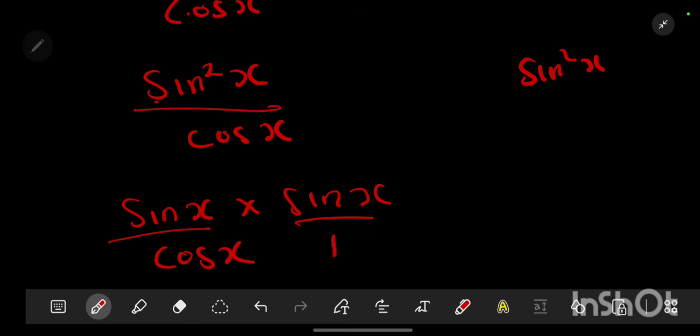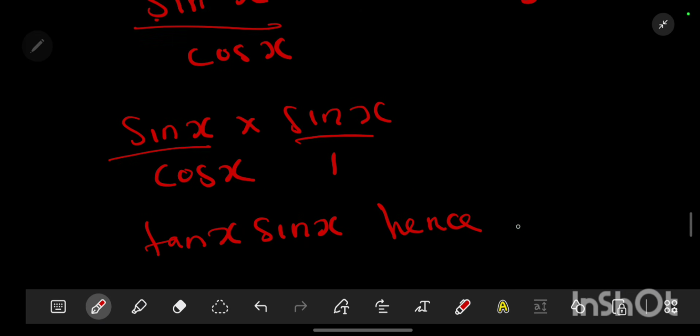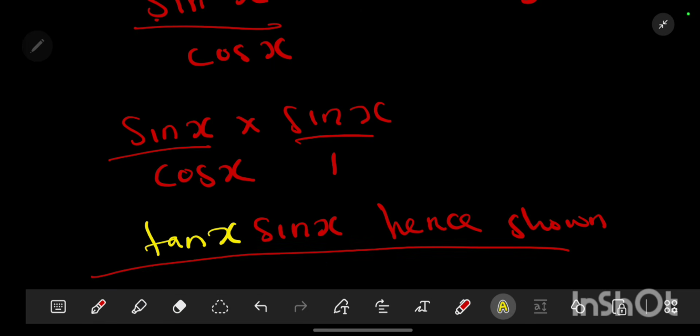Now if this is the case, it will be like this. If it was squared, it could have been squared. But since it's just 1, it will be like this. Sine over cos will give us tan of x. Then we have times the sine of x, like this. So this is the answer. We can say hence shown. So this is the answer for the problem.